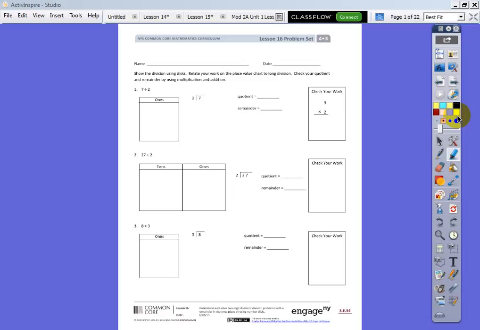Some people call it a garage. I call it a house. Let's take a peek at this first though. We've got an easy problem, 7 divided by 2. Now, that's 7 cookies divided between 2 people.